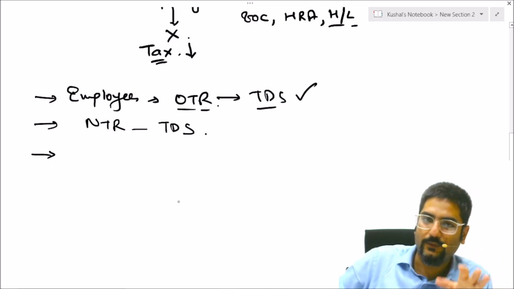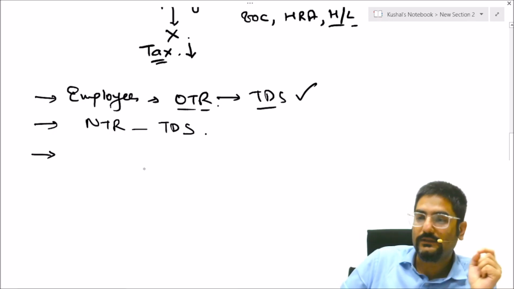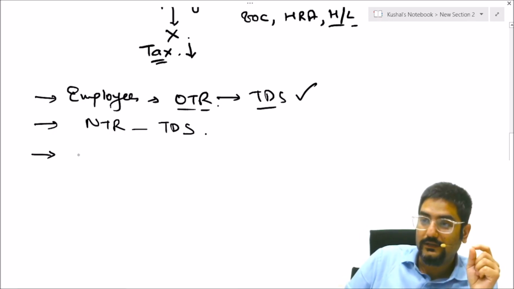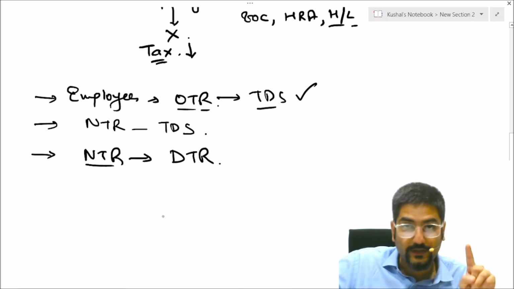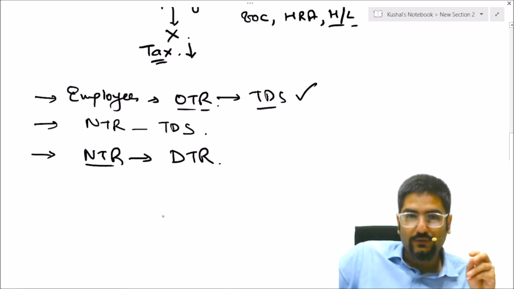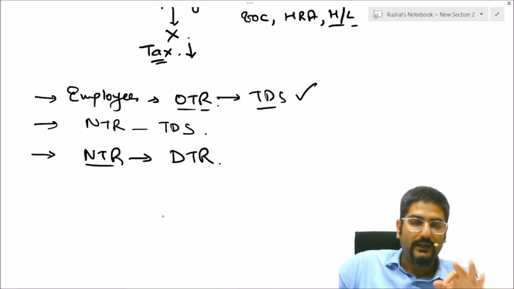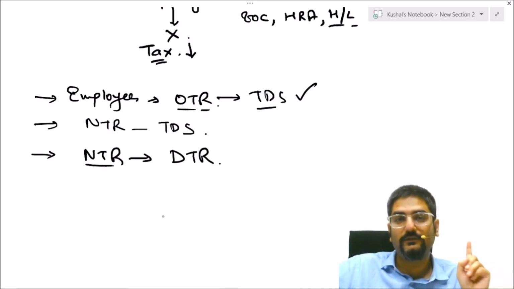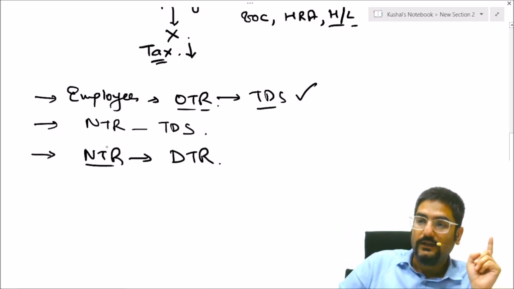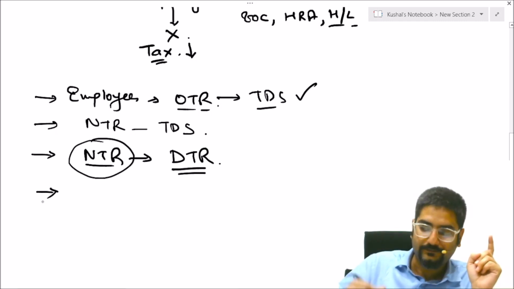Now what if the employee does not opt for anything and remains silent? Then this CBDT circular says that the employer has to deduct TDS of that employee according to the new tax regime, because the new tax regime is now the default tax regime. If the employee does not opt for or give intimation of any tax regime, right, then it is the responsibility of the employer to deduct TDS as per the new tax regime, because it is now the default tax regime, right?